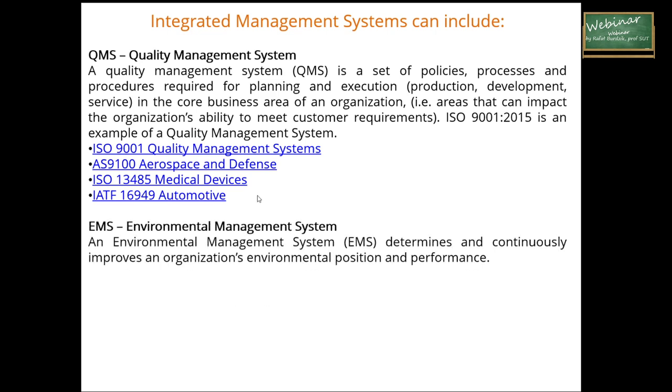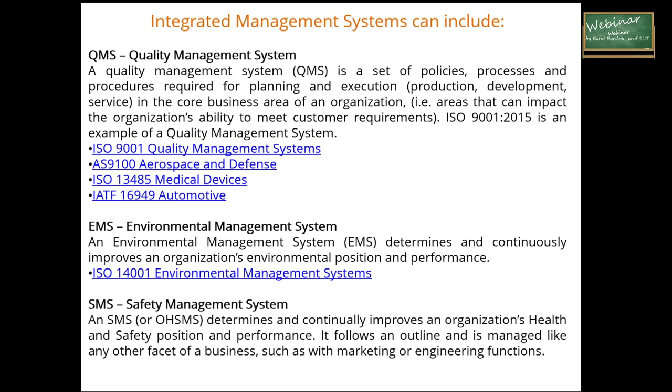The next management system is the environmental management system. It determines and continuously improves an organization's environmental position and performance. So it started to be a very important standard when we are considering the social responsibility of the business, especially when we are talking about the environmental impact. So what is the standard? The standard is ISO 14000 environmental management system. So there are all requirements and good practice for the environmental management system.